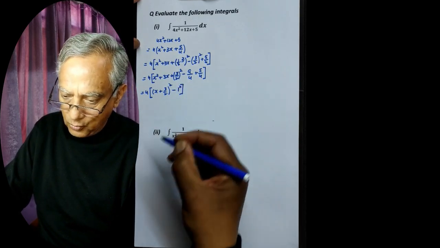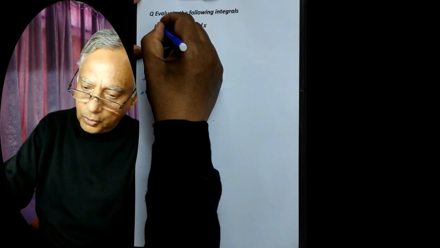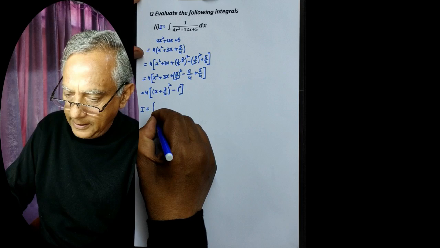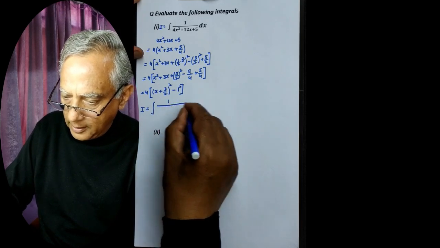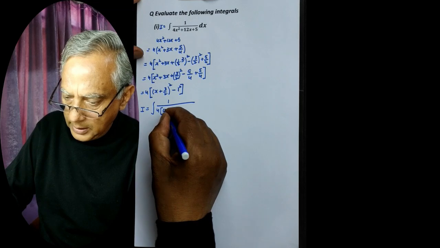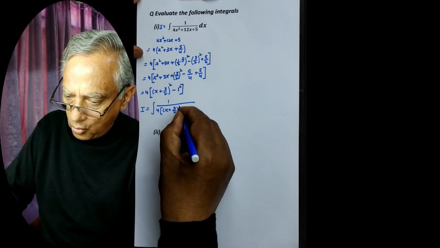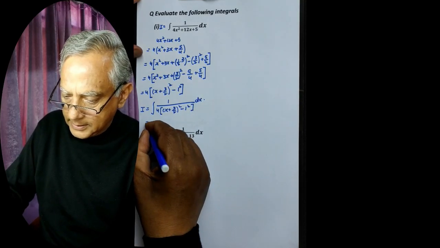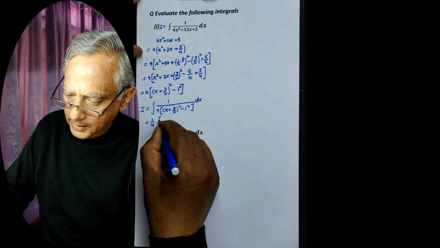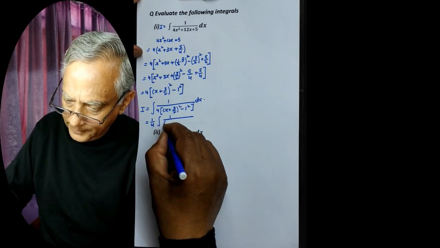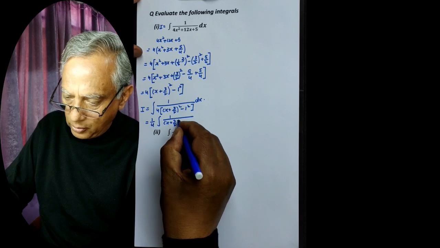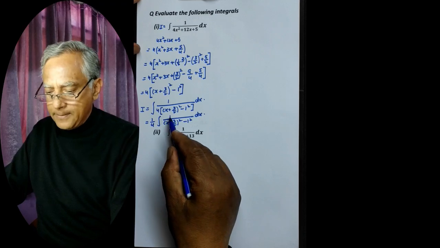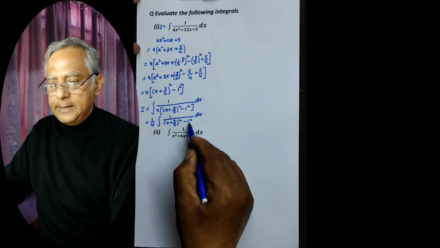So we can write this as 1 square. So this integral can now be written as I is equal to integral 1 upon 4 into x plus 3 by 2 whole square minus 1 square dx. And this is equal to 1 by 4 integral 1 upon x plus 3 by 2 whole square minus 1 square dx. So formula used will be 1 upon x square minus a square.